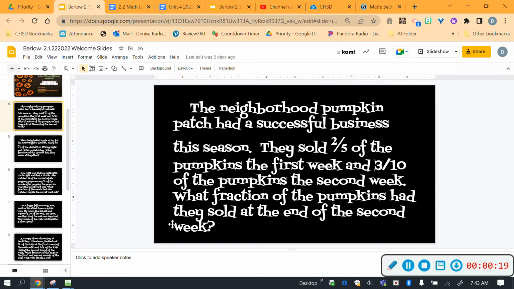The neighborhood pumpkin patch had a successful business this season. They sold 2/5 of the pumpkins the first week and 3/10 of the pumpkins the second week. What fraction of the pumpkins had they sold at the end of the second week? All right, so it looks to me like we're wanting to find out the fraction of the pumpkins that they sold at the end of the second week.